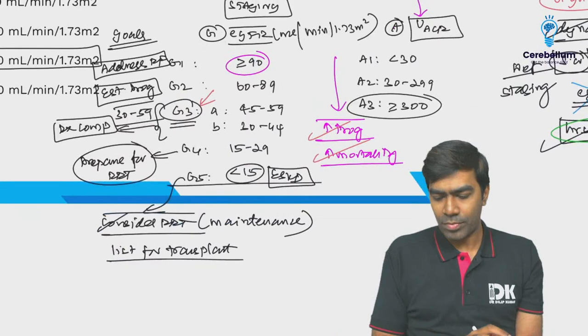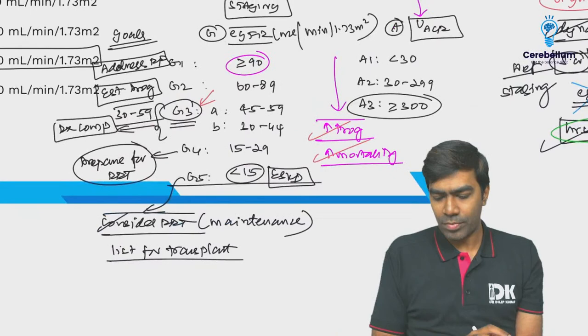So what is the BUN creatinine ratio? It is 53 by 3.9. So here the BUN is 53, creatinine is 3.9, which means it is definitely less than 15. That falls under acute tubular necrosis. So what is the likely FeNa that you are going to see? It's going to be more than 2%, because we are dealing with a case of acute tubular necrosis here.